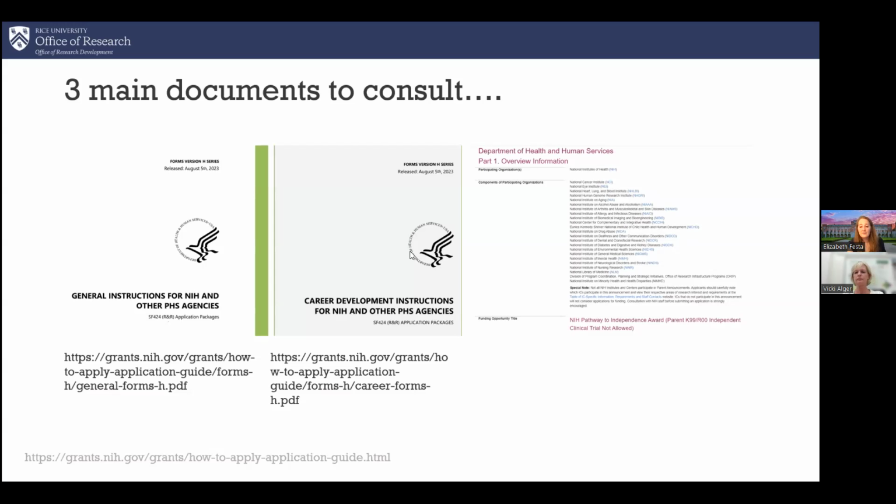So just for example, when you're writing your research strategy, the instructions will tell you all the general expectations you would have in any NIH grant. And then the K99 parent funding opportunity announcement is going to tell you the specific requirements on top of that for the K99.